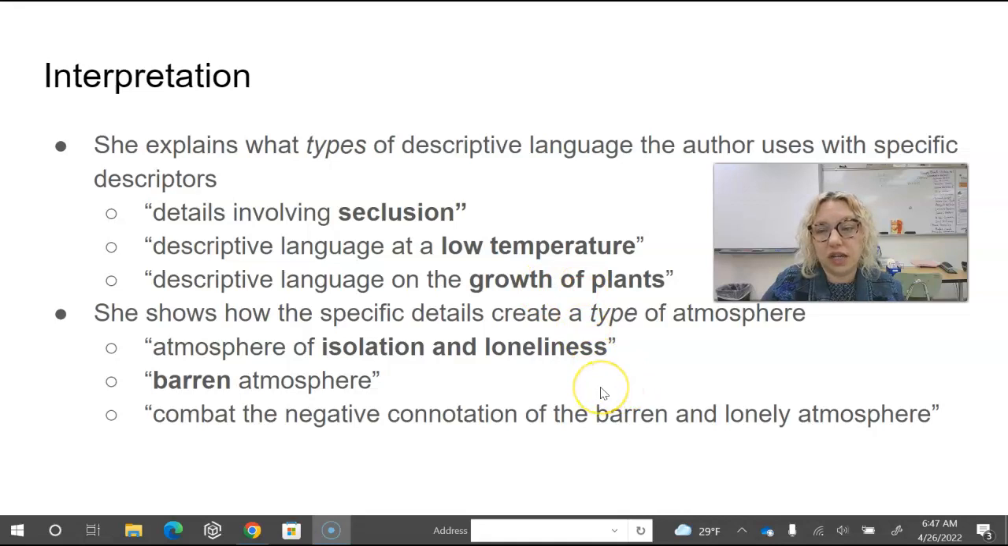So she doesn't just say description creates atmosphere. She says what kind of description creates what kind or type of atmosphere. She says the atmosphere of isolation and loneliness, a barren atmosphere, and then also that there's something more positive too, right? There's some details that combat the negative connotation of the barren and lonely atmosphere.